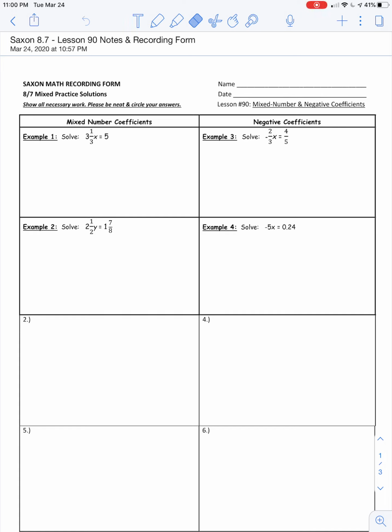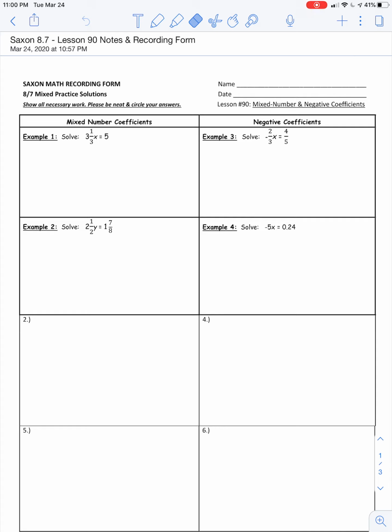Good morning, everyone. Today we're going to be looking at lesson 90. The title of the lesson is Mixed Number and Negative Coefficients. So some of this we've already seen in previous lessons, but we're going to go one step further here and talk about a different kind of coefficient.